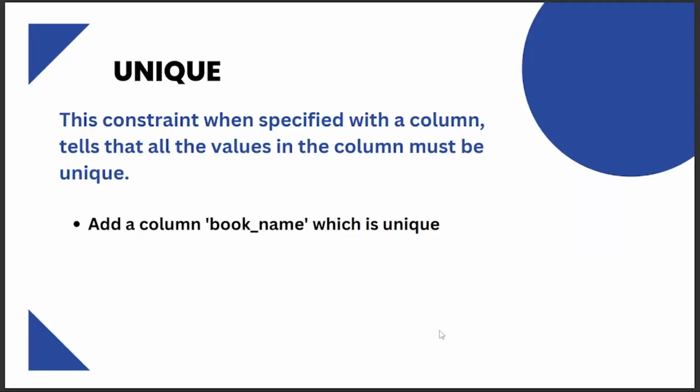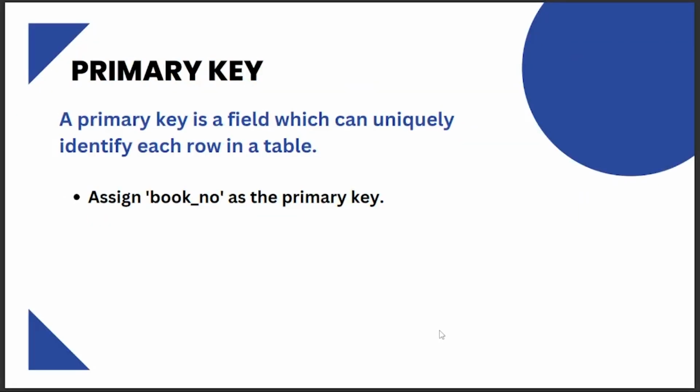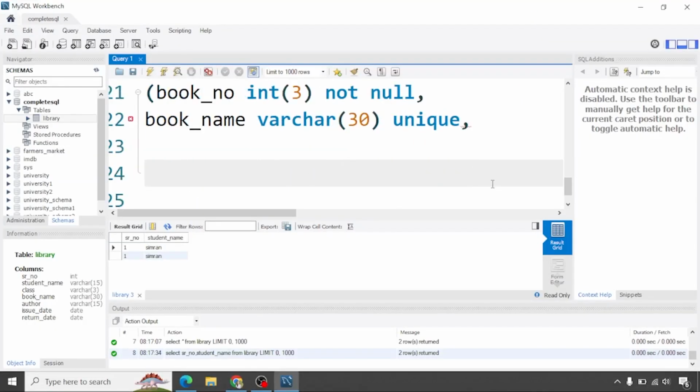Now let's move ahead with the next constraint, the primary key constraint. A primary key is a field which can uniquely identify each row in a table. Now you see there are many columns in a table, as we saw in the library table also, you had serial number, student name, book name, author name, etc. So the primary key is a specific column which uniquely identifies the rows of the table. Assign book number as the primary key. Simply write primary key and then in the bracket write book number.